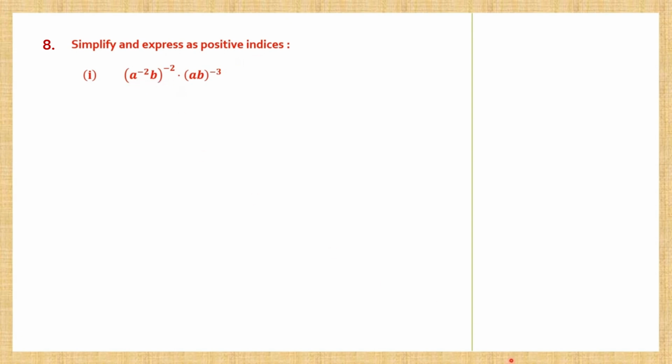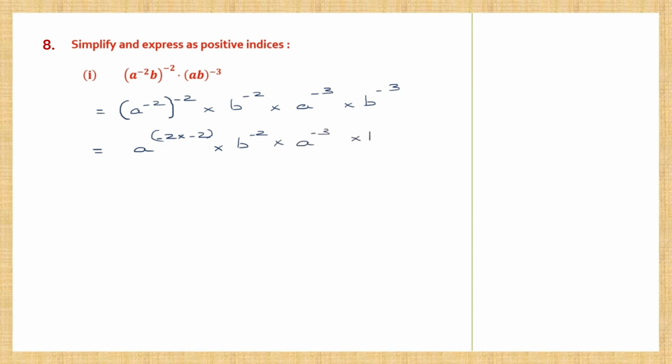So here we're going to start off with this first. So this is going to be a to the power of minus 2, this whole thing is raised to the power of minus 2, into b to the power of minus 2, dot stands for into a to the power of minus 3 into b to the power of minus 3. So here for this one, we're going to use the power law which says a to the power of minus 2 into minus 2. Then the rest remain as it is. So b to the power of minus 2 into a to the power of minus 3 into b to the power of minus 3. So this is going to be a to the power of minus 2 into minus 2.